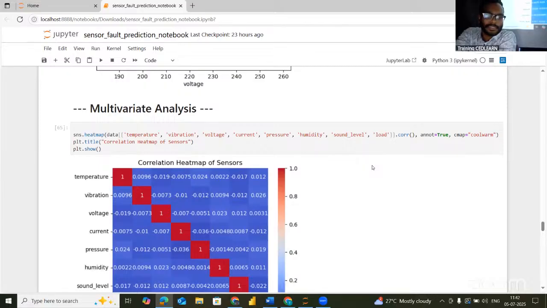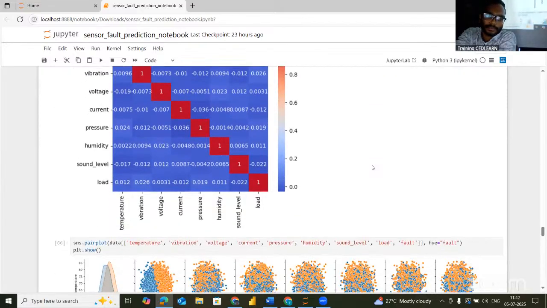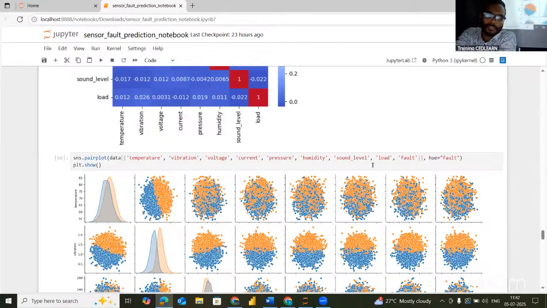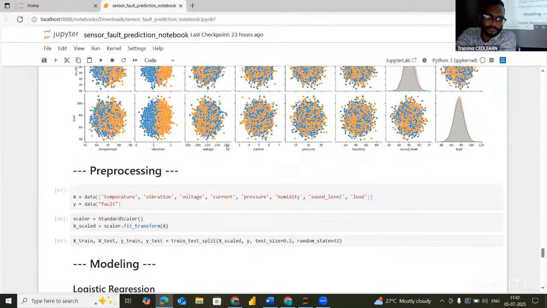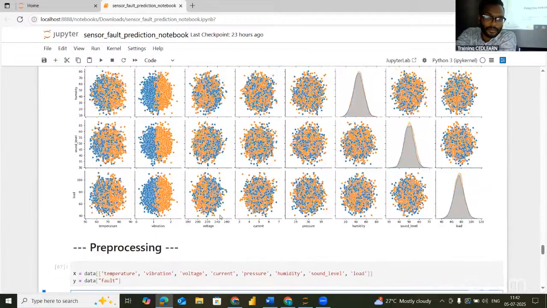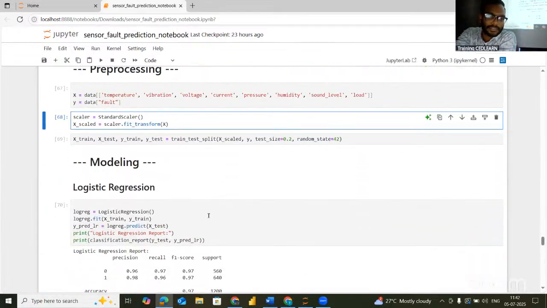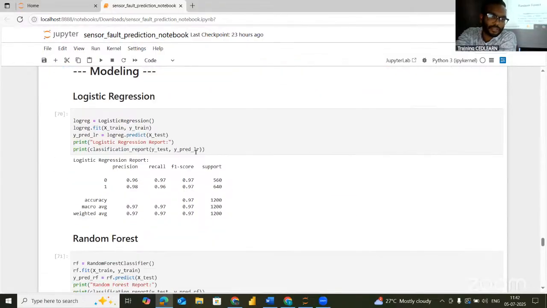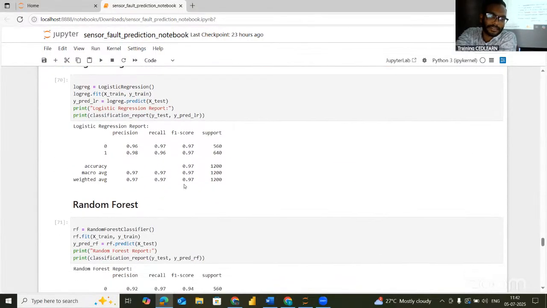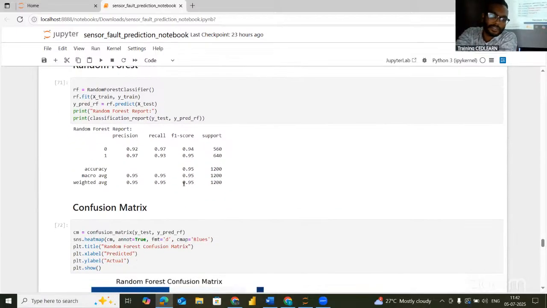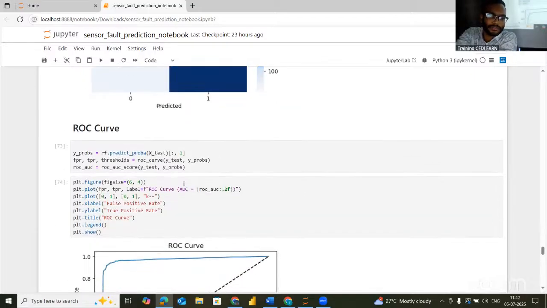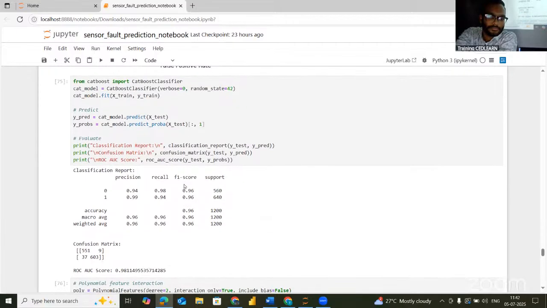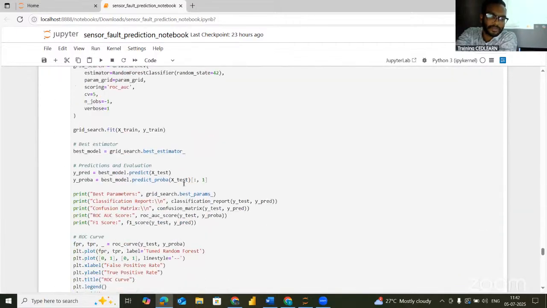As you mentioned, this is the heat map where you can see how the features are related. These are some of the distribution pair plots to see how the data is. Once the data is ready, we can do the modeling and see how the metrics are. If it is not fine, go with another model and see how it is. We prepare the matrix, we prepare the ROC curve.